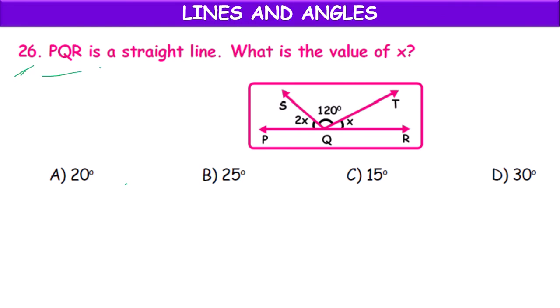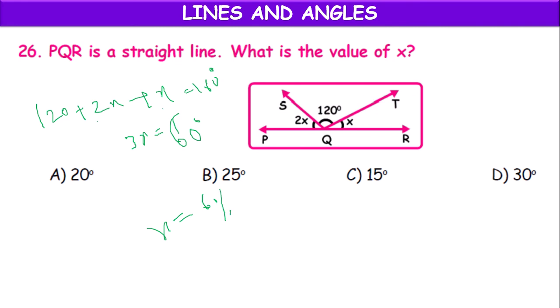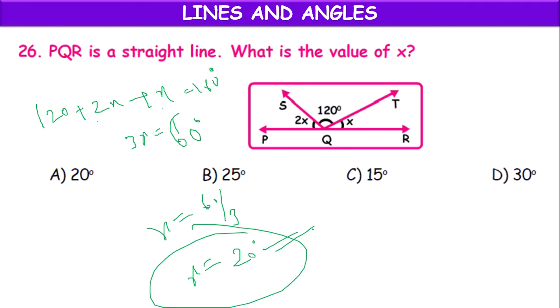Next question. PQR is a straight line. What is the value of X? If PQR is a straight line, then the angles at point Q on one side of the line, the total sum will be equal to 180 degrees. So 120 degrees plus 2x plus x equals 180 degrees. So 2x plus x equals 3x. 180 degrees minus 120 is 60 degrees. X equals 60 degrees divided by 3. X equals 20 degrees.